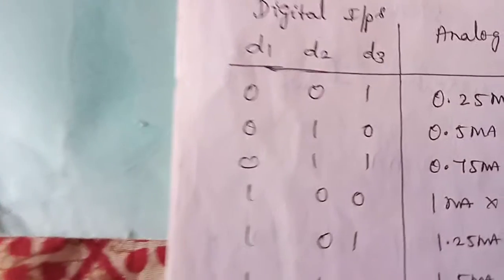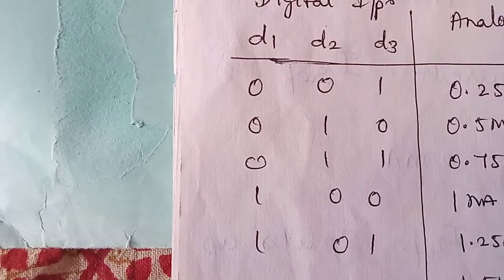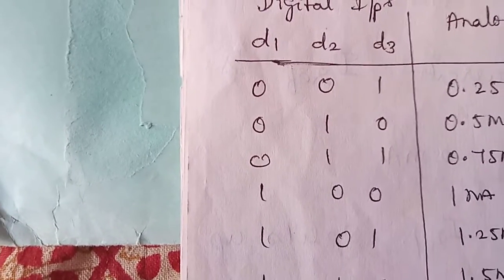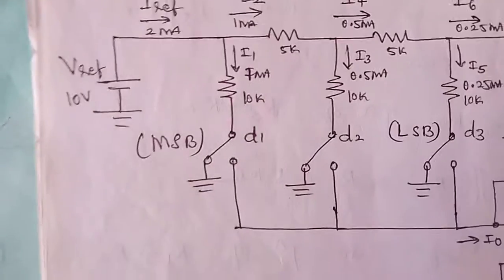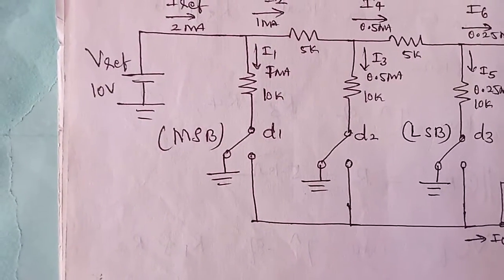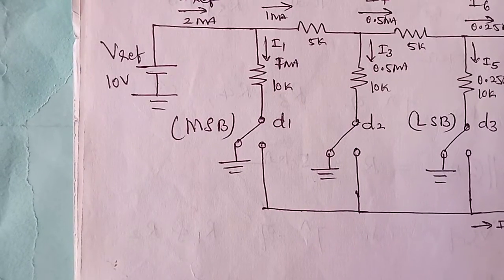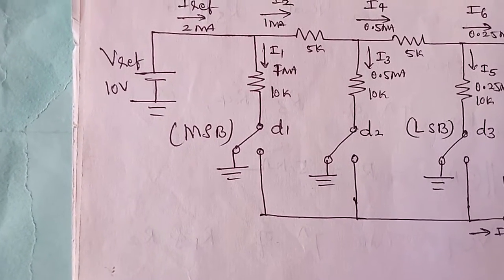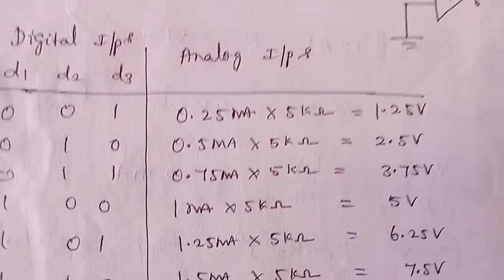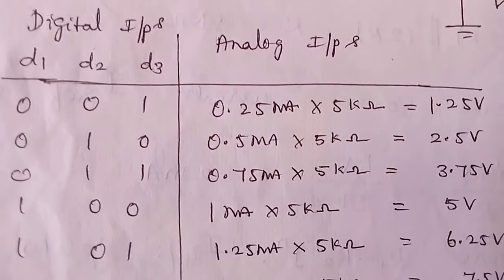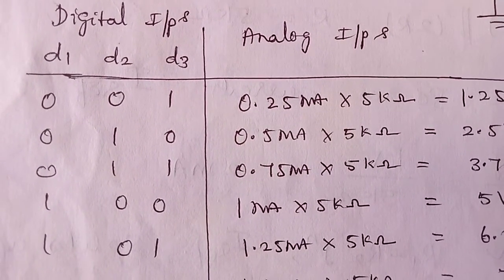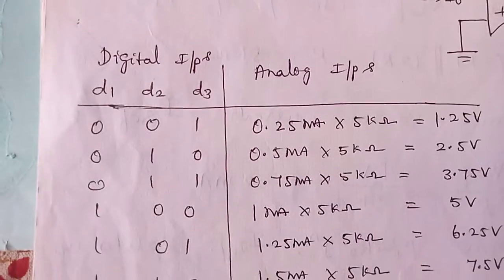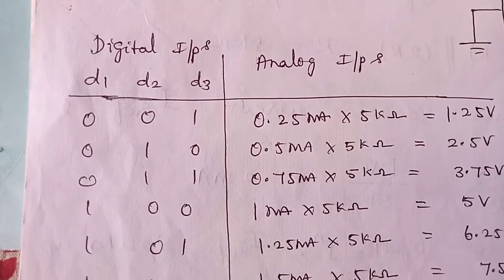Coming to the next example, 0, 1, 0, that is 2. So D2 will be on. What is there in D2? 0.5 milliamps of current will be flowing, and the resistance value is 5 kilo ohms. So 0.5 milliamps into 5k will give you 2.5 volts. This shows the different combinations. This is how we convert the digital form into an analog value.